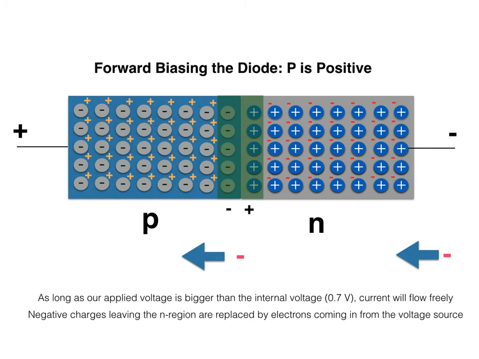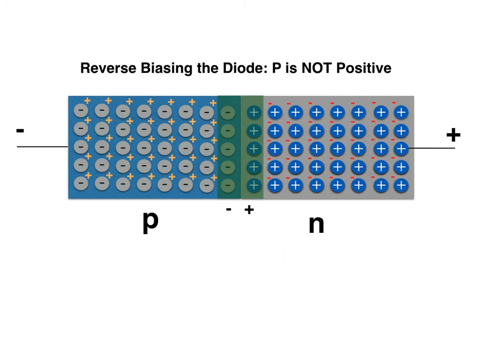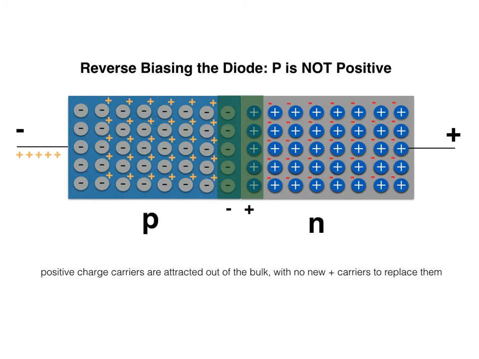Now what happens if we reverse bias it? Okay, so reverse biasing, we're applying a negative voltage to the P side and a positive voltage to the N side. No longer is P positive, and therefore no longer forward biased. Negative attracts positive, and so you can imagine that these free positive charge carriers in the P side want to escape. So they do.